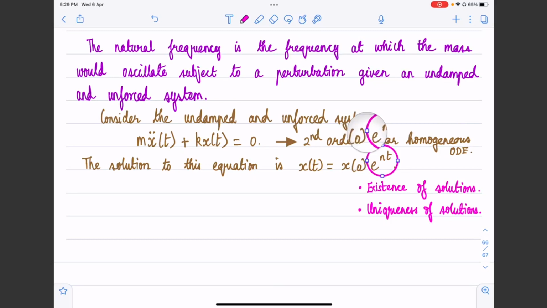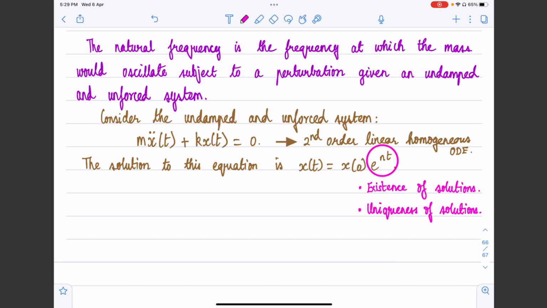I hope it's clear why, in many references, we see the solution of this equation as c1 e power n1t plus c2 e power n2t. That is because of this general result. If we have a linear ODE with constant coefficients, it has been proven that the solution is unique, and that solution is the exponential solution.